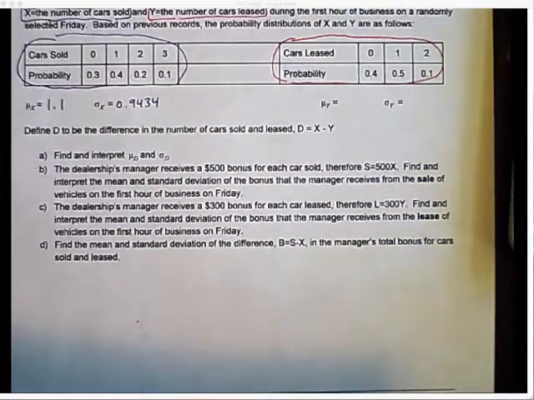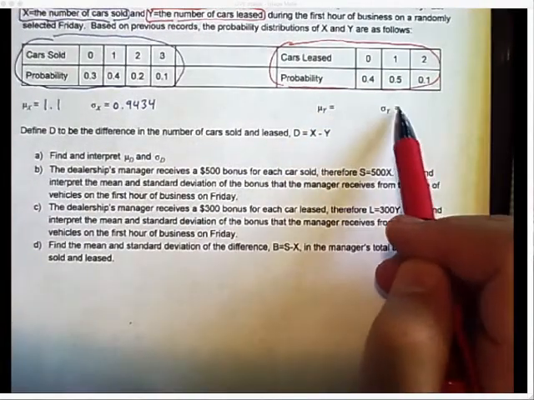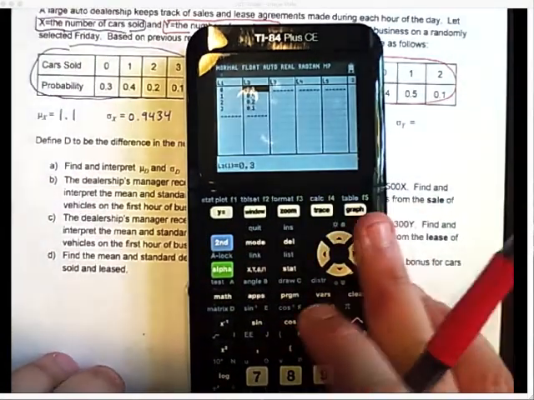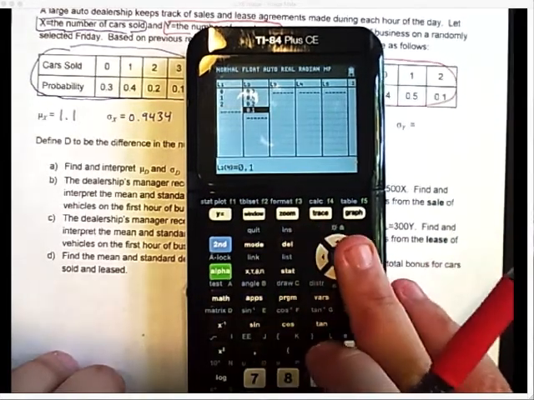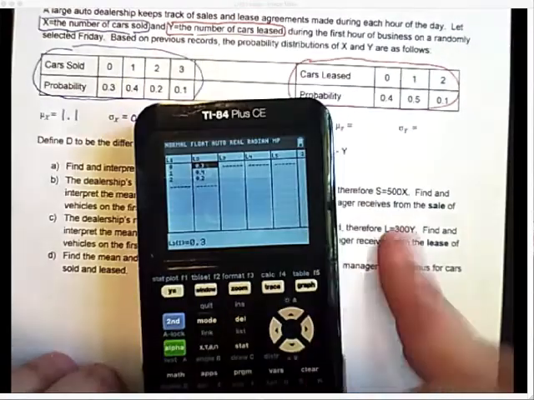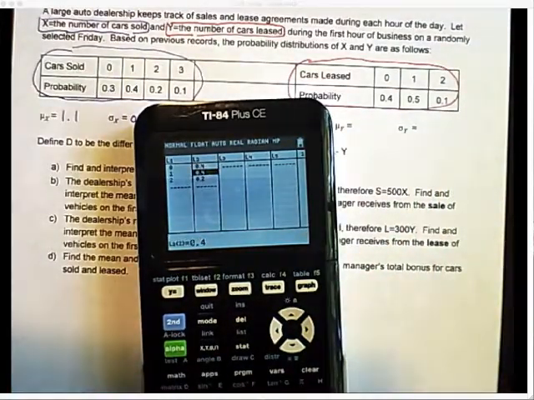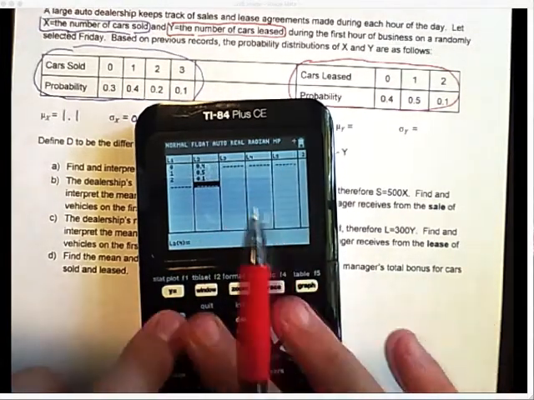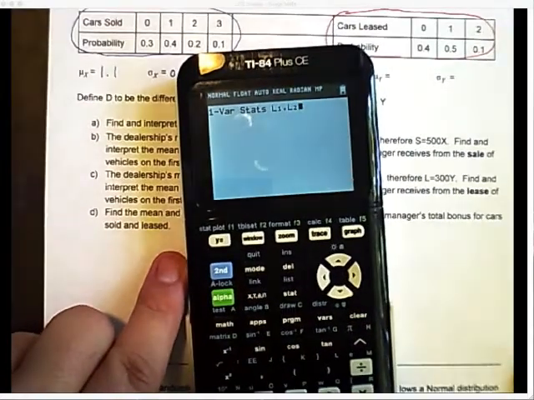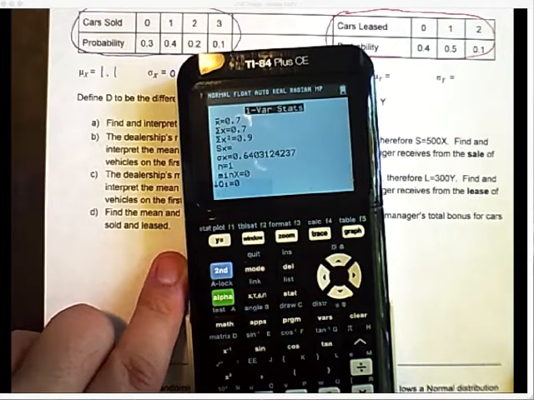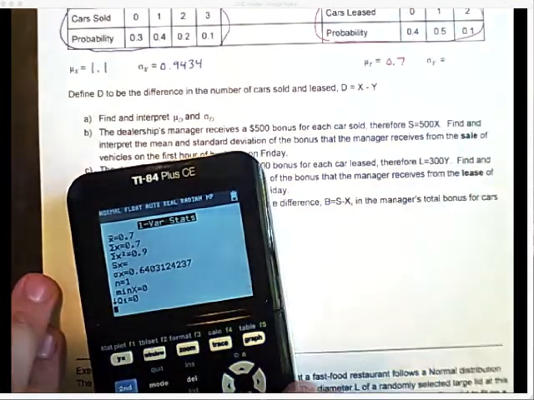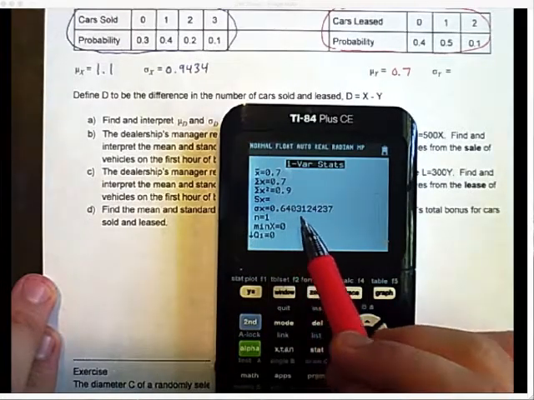Now, let's do the same thing with the number of cars leased. Let's find the mean number of cars leased and the standard deviation. I'm going to go under my list, stat edit. We don't have a 3. We only have 0, 1, and 2. The probability of 0 cars being leased is 0.4, of 1 car is 0.5, and of 2 cars is 0.1. Those numbers add up to 1, which is good. Let's find the one variable statistics for list 1 with frequencies L2. On average, 0.7 cars get leased, and the spread is 0.6403.